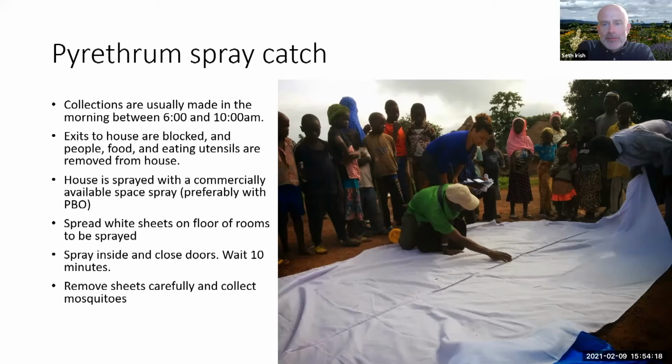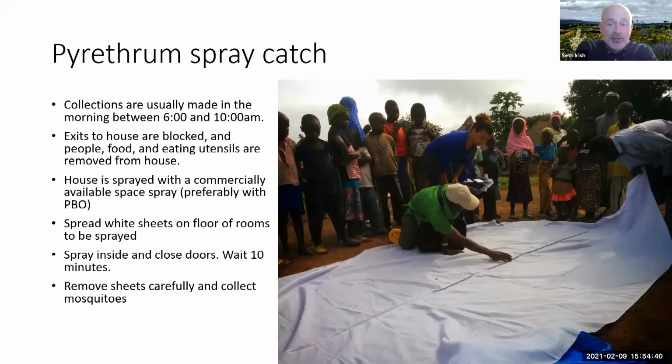And he has unexpected assistants who are standing behind him. And oftentimes this is the nice way to communicate to the village where you're working that mosquitoes rest indoors, and this is how we're collecting them. This is why we're doing this work.